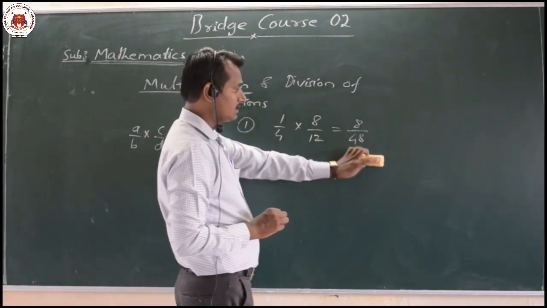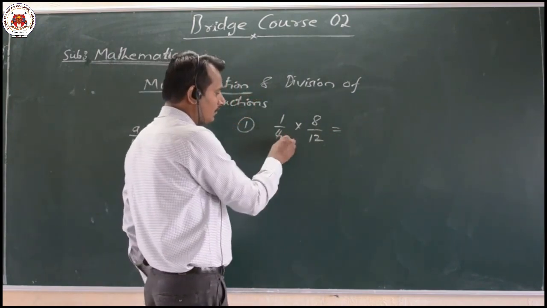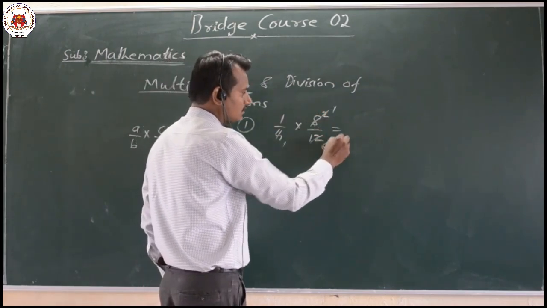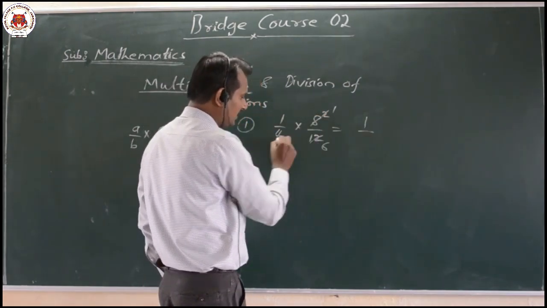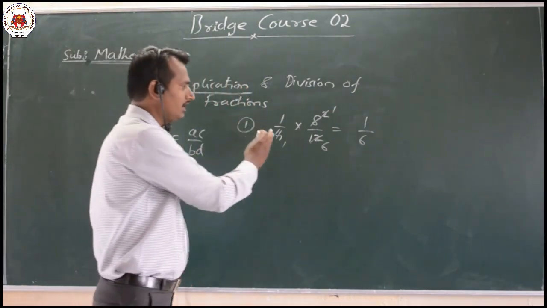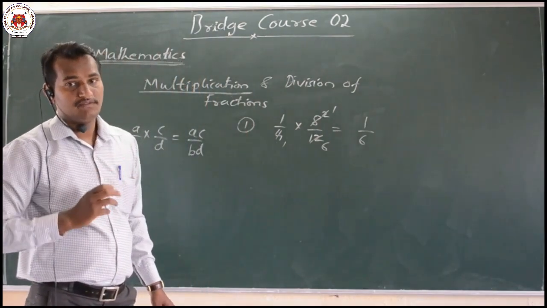Or else what you can do here is afterwards you can reduce that one. So here 4 1s are 4, 4 2s are 8, and here 2 1s are 2, 2 6s are 12. So what we get, 1 into 1 is 1, and here 1 into 6 is 6. Very very simple example. Whenever it is multiplication, you can eliminate the common values here.